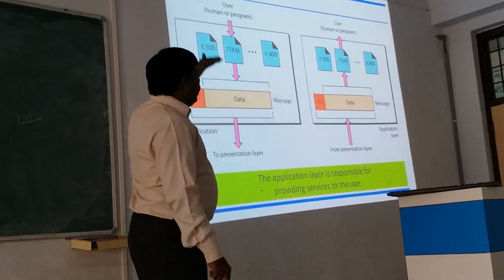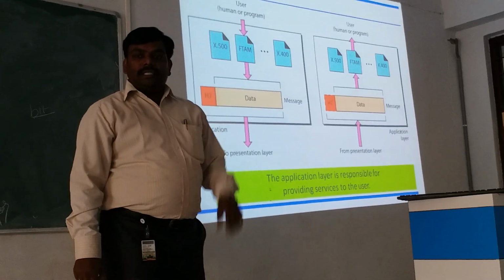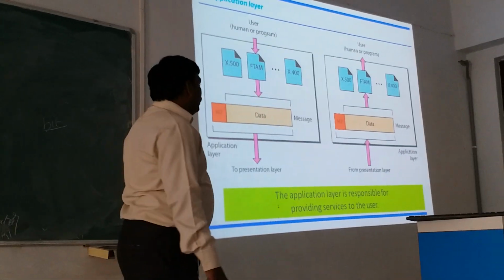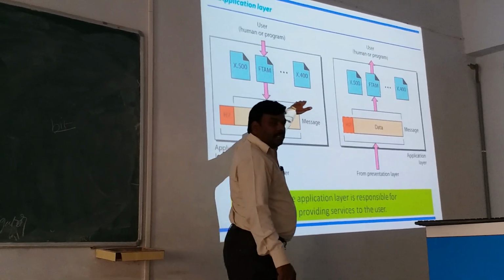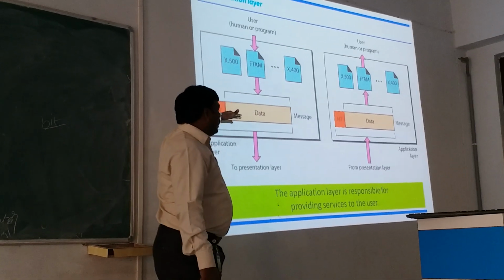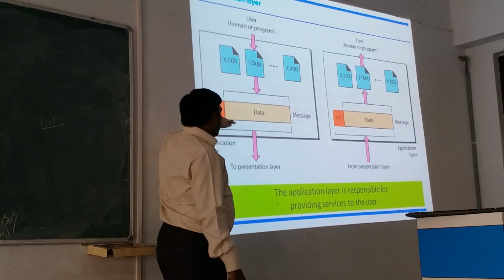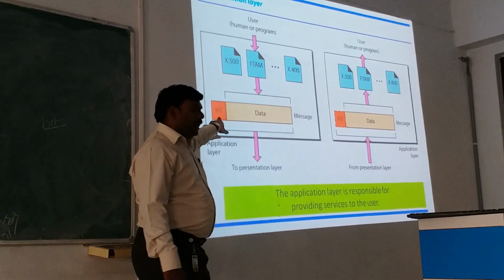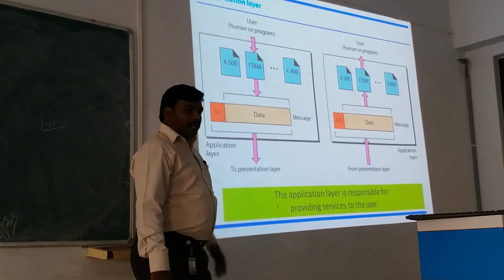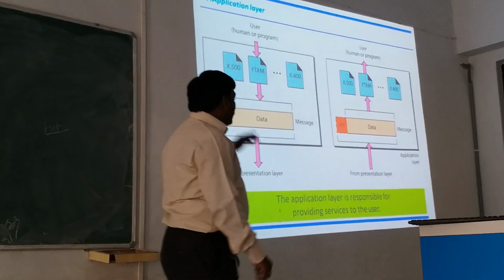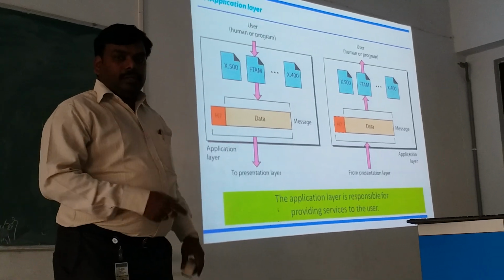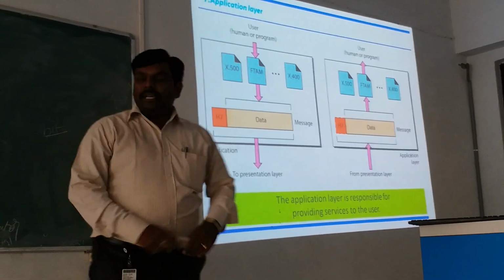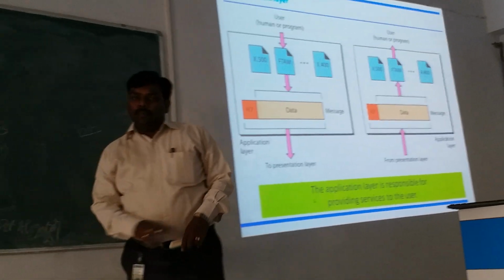Next coming to the application layer, the user sends applications to another receiver. These are the applications sent by the user. It adds a header and sends it to the presentation layer. So here the application layer's responsibility is providing services to the user. So these are the 7 layers in the OSI reference model.